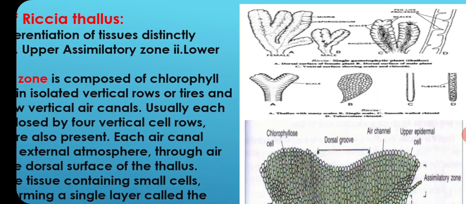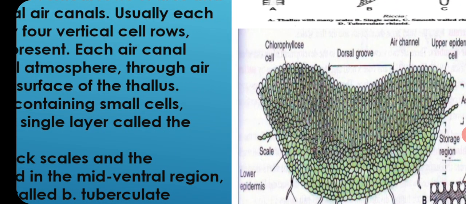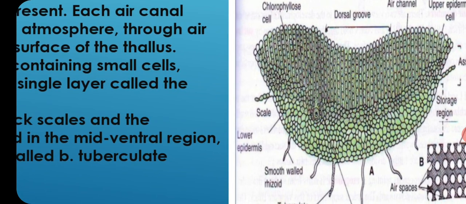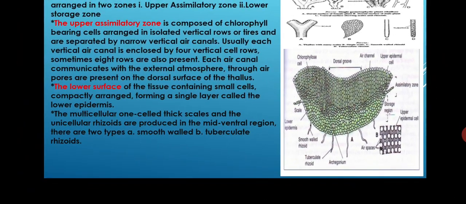See friends, this is the internal structure of the Riccia thallus. The upper part, the vertical rows of cells, is known as the assimilatory zone or photosynthetic zone. In the lower part the cells are compactly arranged and colorless. Such cells are known as storage cells. The upper epidermis is interrupted by a number of air pores or air channels, whereas the lower epidermis is continuous and bears scales along with rhizoids, both smooth-walled and tuberculated.